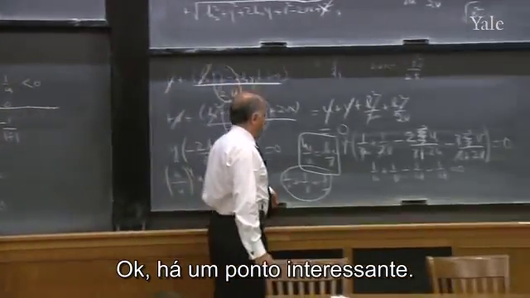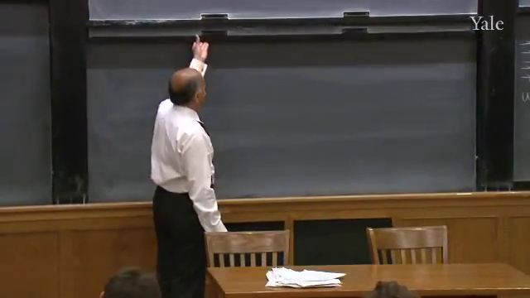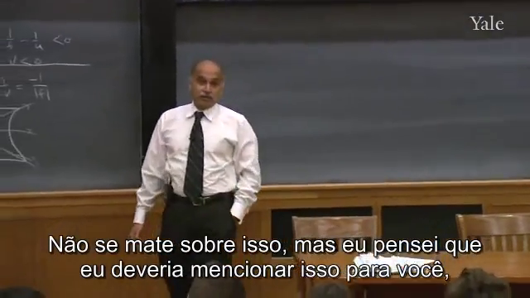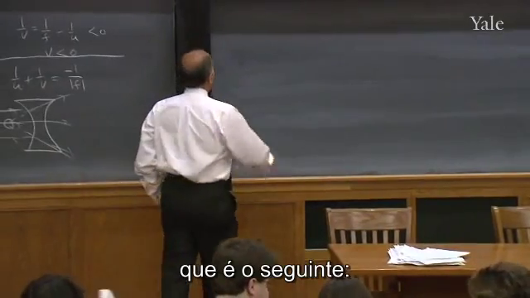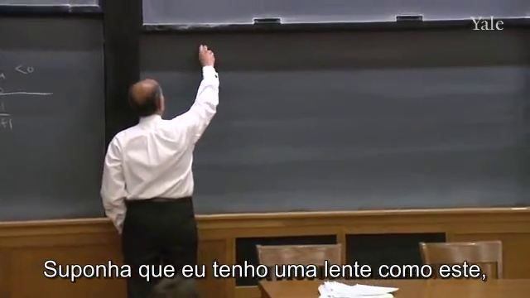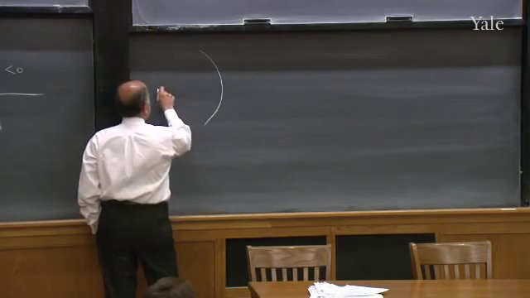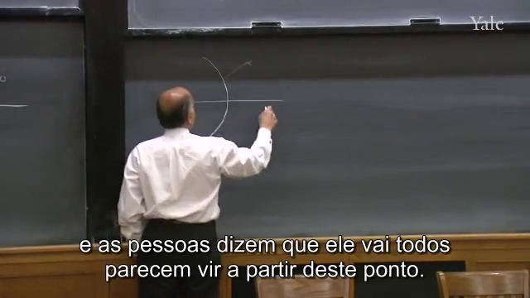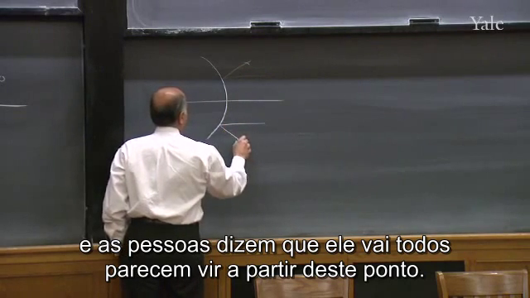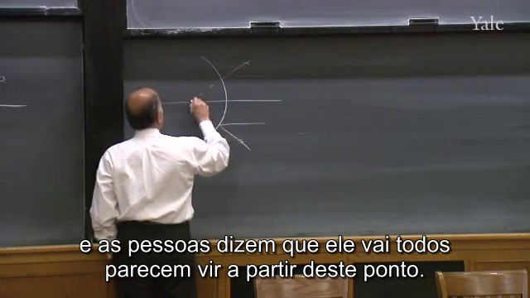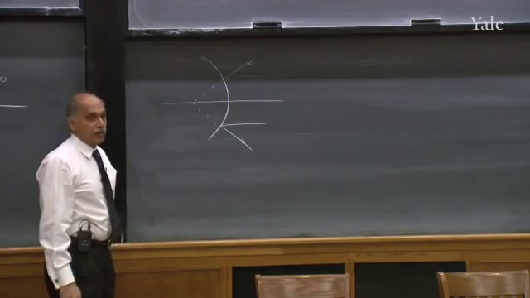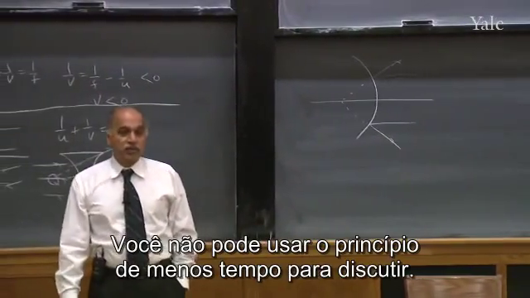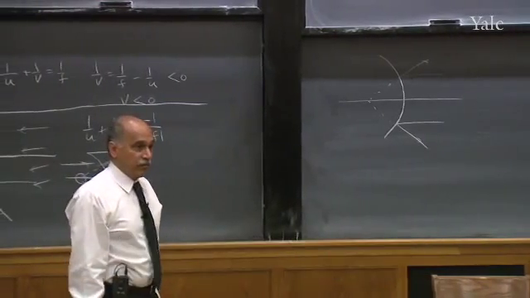Okay, there's one interesting point. You can take it or leave it, so relax. Don't kill yourself over this, but I thought I should mention it to you, which is the following. Suppose I have a lens like this, and people tell you it's going to all seem to come from this point. How do we know that's true? You cannot use the principle of least time to argue.